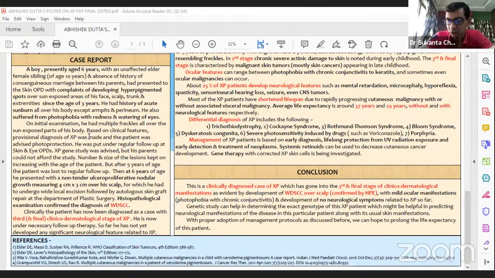And what are the common visceral malignancies in XP? Visceral malignancies, sir, this includes leukemia, CNS carcinoma, oral cancers, cancers involving the uterus, cancers involving the testicle. These can also be the malignancies which can be seen in viscera, sir. Okay.